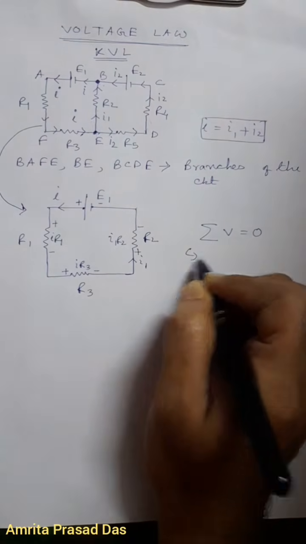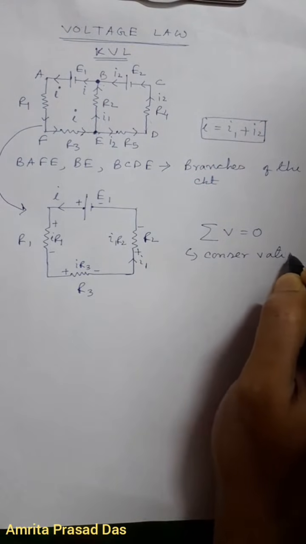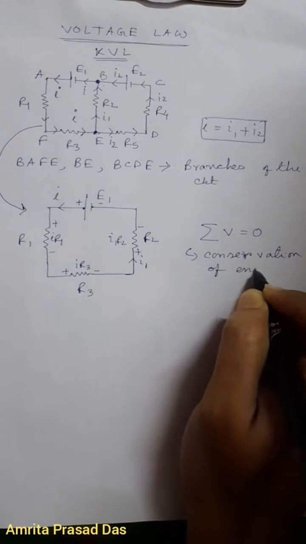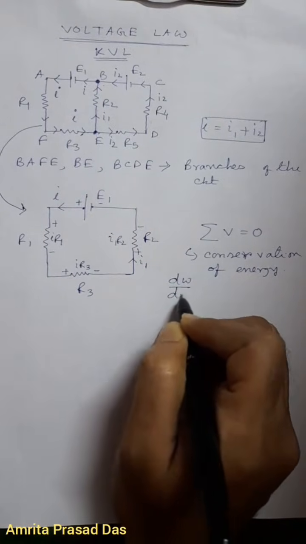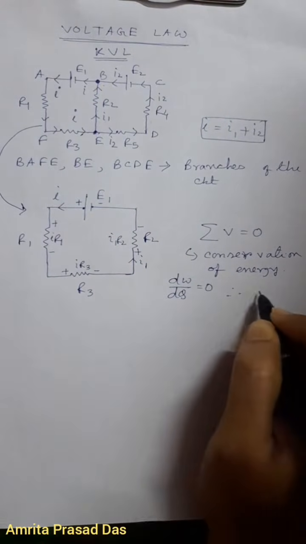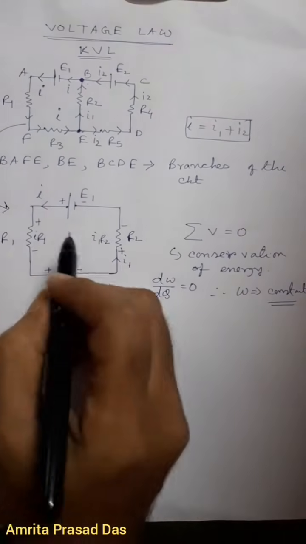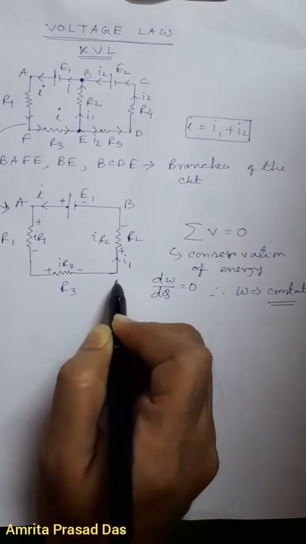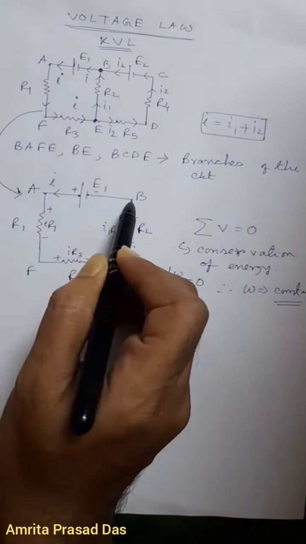This is actually conservation of energy, because dW/dQ is equal to 0, therefore work or energy is constant or conserved. Now suppose you are moving in this path A, B, E, F, this loop. Now first you are going from A to B.